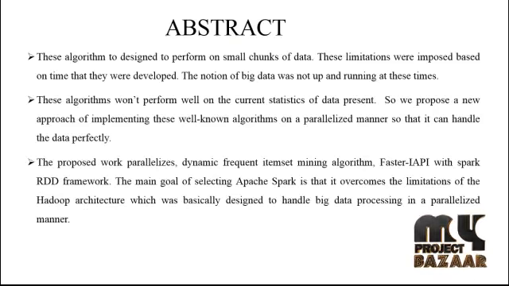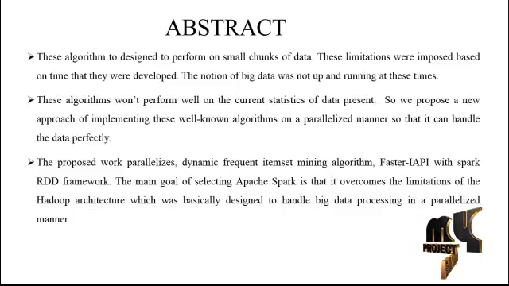Our project abstract. This algorithm was designed to perform on small chunks of data. These limitations were imposed based on the time that they were developed. The notion of big data was not in the running at those times. This algorithm needs to perform well on the current statistics of data. So we propose a new approach of implementing this well-known algorithm in a parallelized manner so that it can handle the data perfectly. The proposed work parallelizes the dynamic frequent item mining algorithm, faster IABA, with the Spark RDD framework.